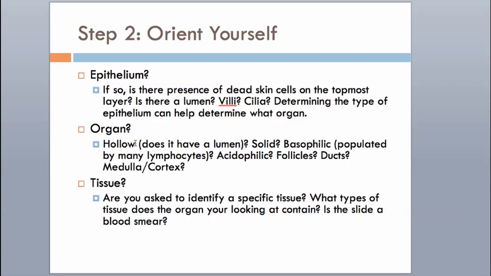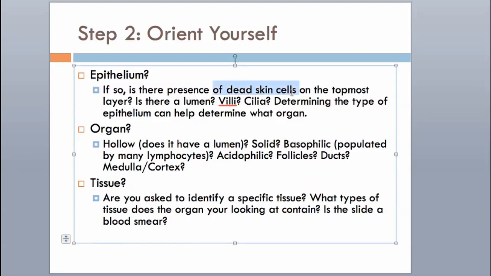If you recognize that you have epithelium on your slide, you need to ask yourself the following questions. Do I have dead skin cells present on the topmost layer? Is there a lumen? Are there villi? Is there cilia? Basically, using these little characteristics can help you determine what type of epithelium you're in, and that can help you determine what kind of organ you might be looking at.